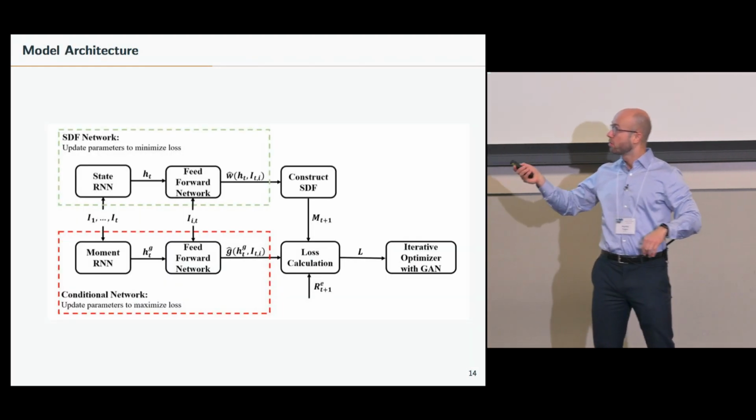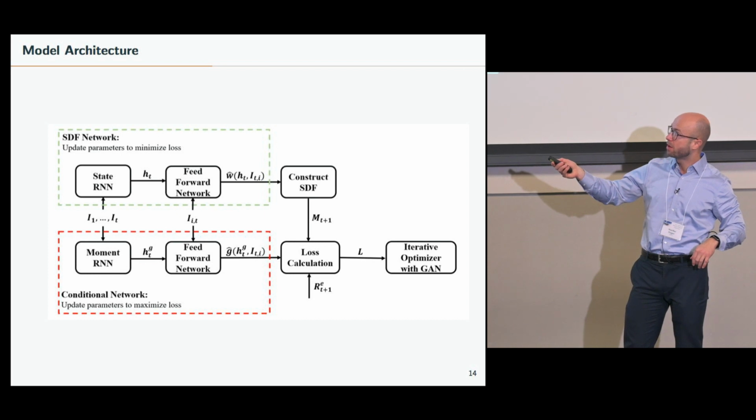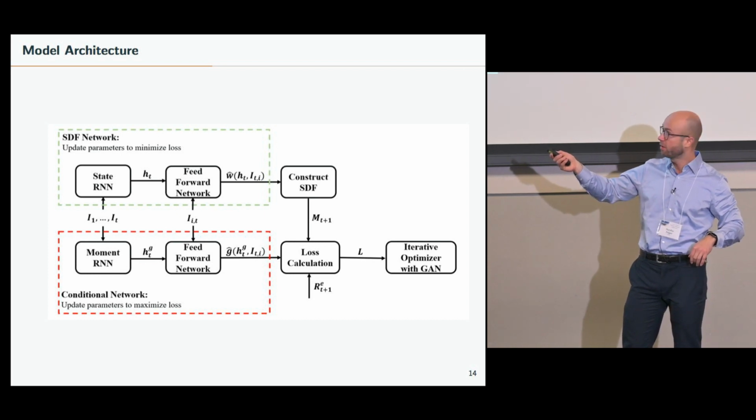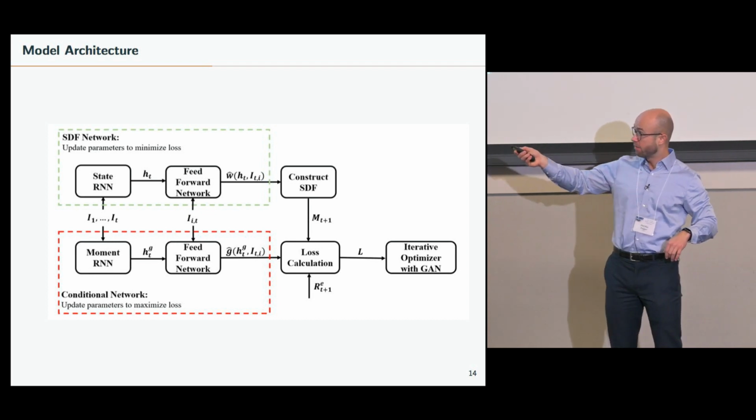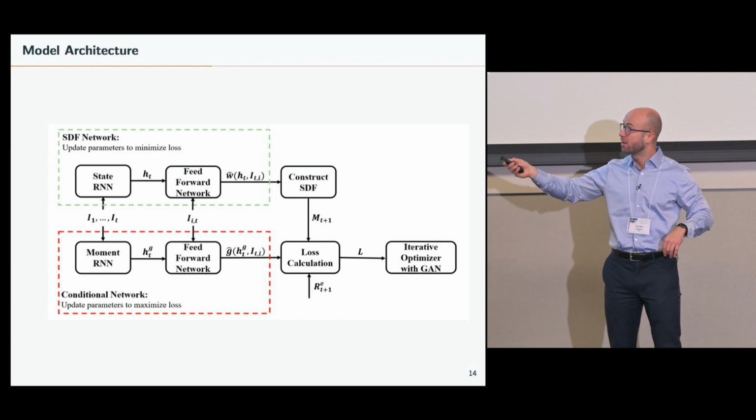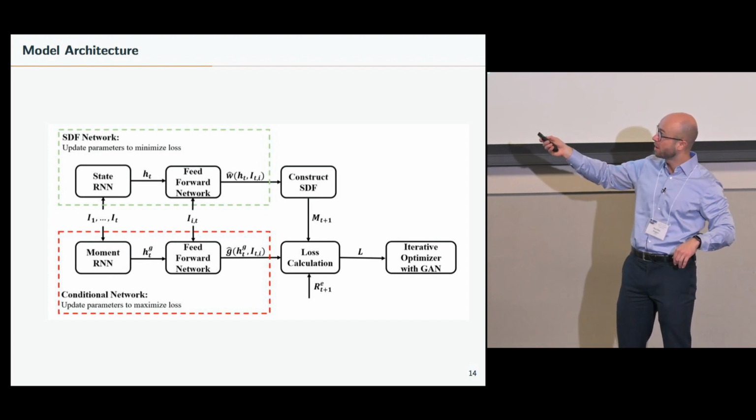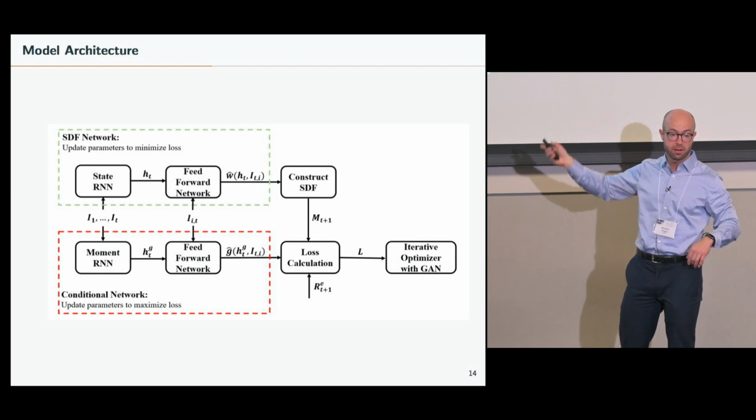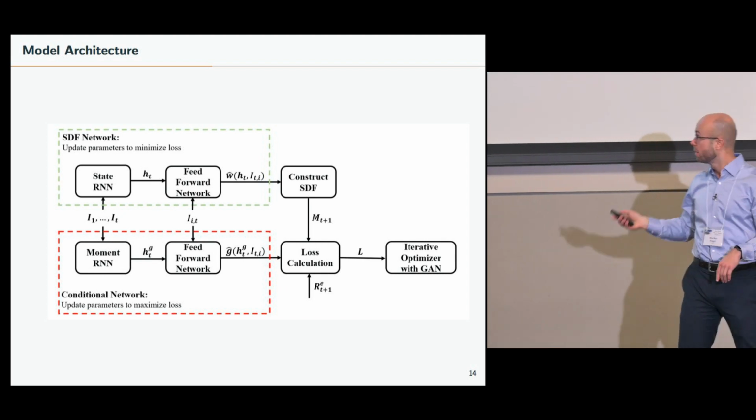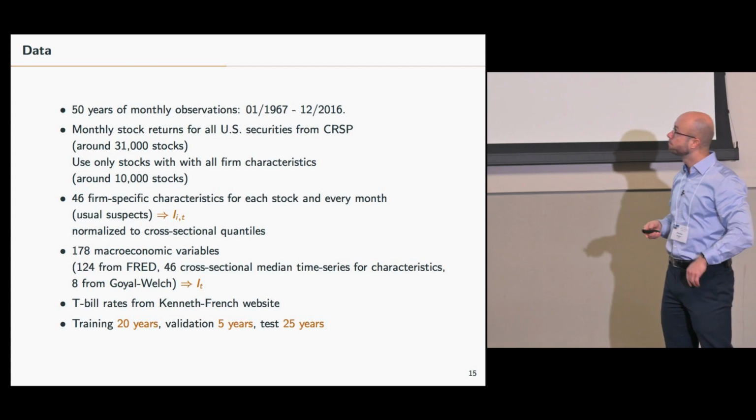So that would be a summary. I have all my macroeconomic information. I extract a small number of economic states. I combine them with firm-specific characteristics. I get an SDF to price test assets. I have an adversarial network that's generating test assets that are not explained well. And now my SDF is going to learn to price the old and the new assets, and I'm going to iterate this approach. And that is what I will call my GAN.